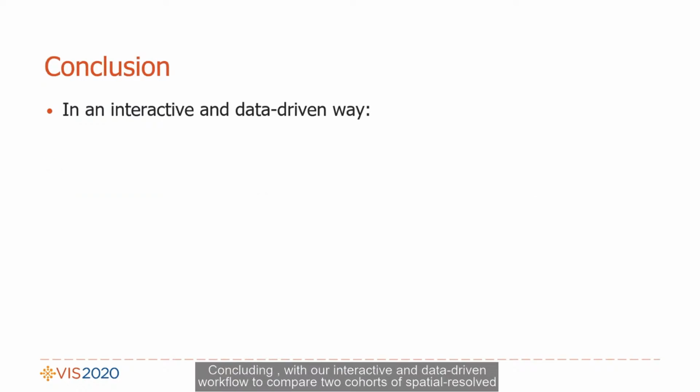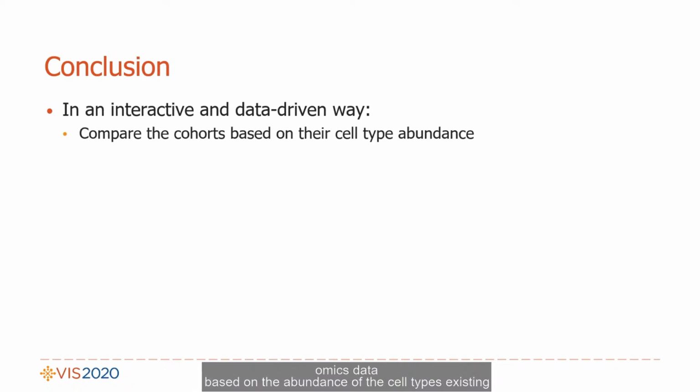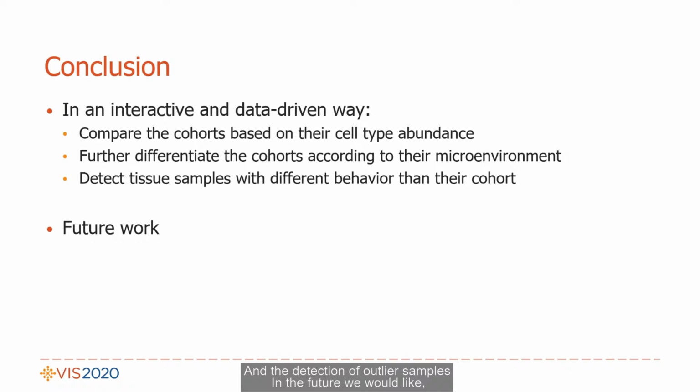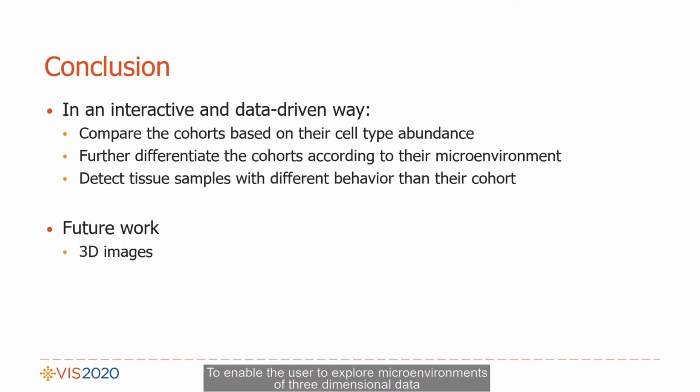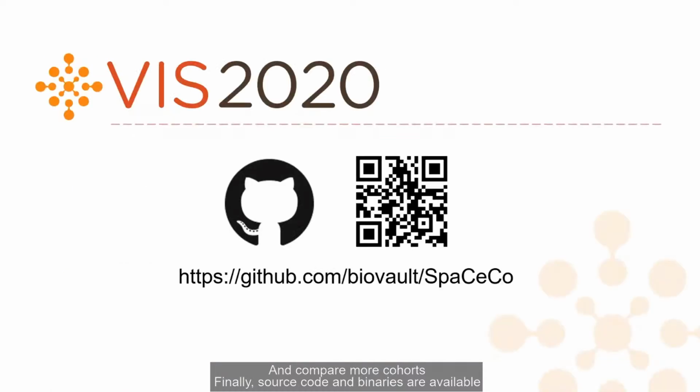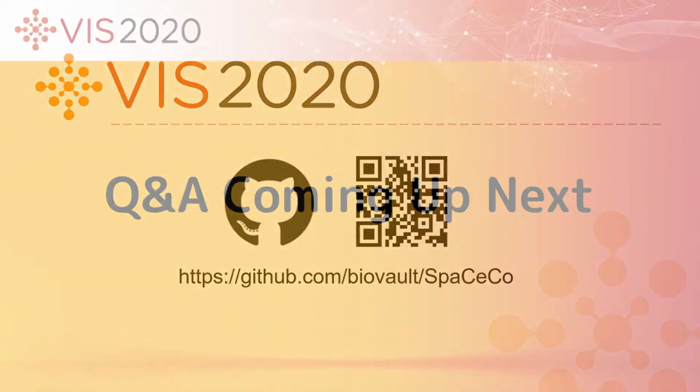Concluding, with our interactive and data-driven workflow, we managed to compare 2 cohorts of spatially resolved omics data based on the abundance of the cell types existing in the cohorts, the cellular microenvironments they form, and the detection of outlier samples. In the future, we would like to enable the user to explore the microenvironments of 3-dimensional data and compare more cohorts. Finally, source code and binaries are available on our GitHub page, together with a link to our archive preprint.